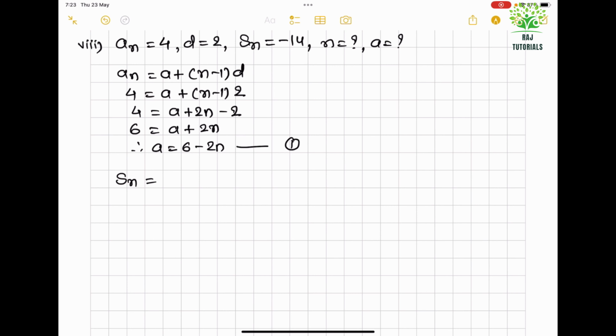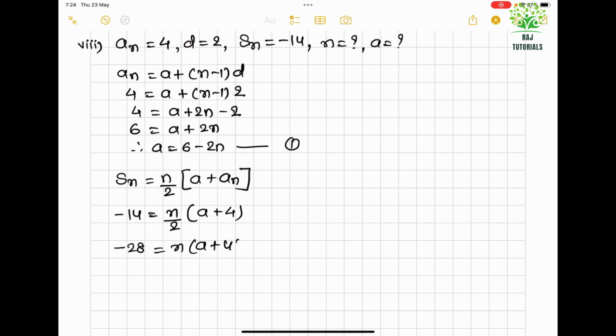Sn will be n by 2 into A plus An. So Sn is minus 14 upon 2 equal to n by 2 into A plus 4. So minus 28 equal to n into A plus 4. Putting 1 in the above equation, we will get minus 28 equal to n into 6 minus 2n plus 4.